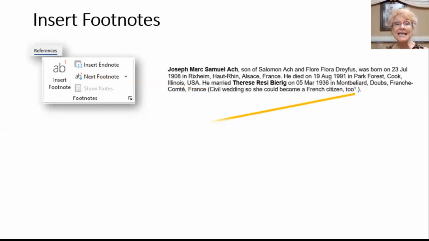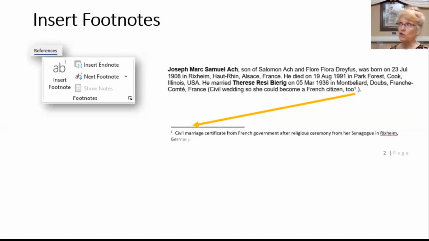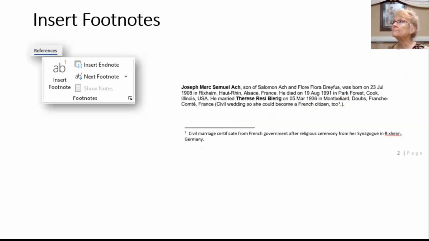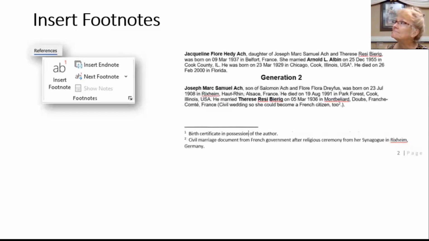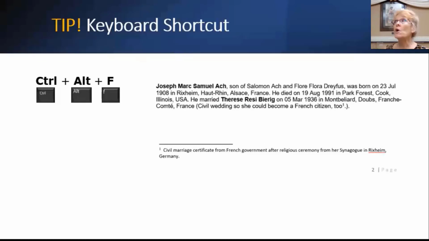A number appears in the text and the same number immediately appears at the bottom of the page under a separator line. This is where you enter your footnote information. So first select where you want the footnote number to appear, and then add the content below it. What if you add a new footnote above it? Word will remember. See, number 1 just became number 2. So easy. To create a footnote without clicking, use the keyboard shortcut Control-Alt-F for footnote.